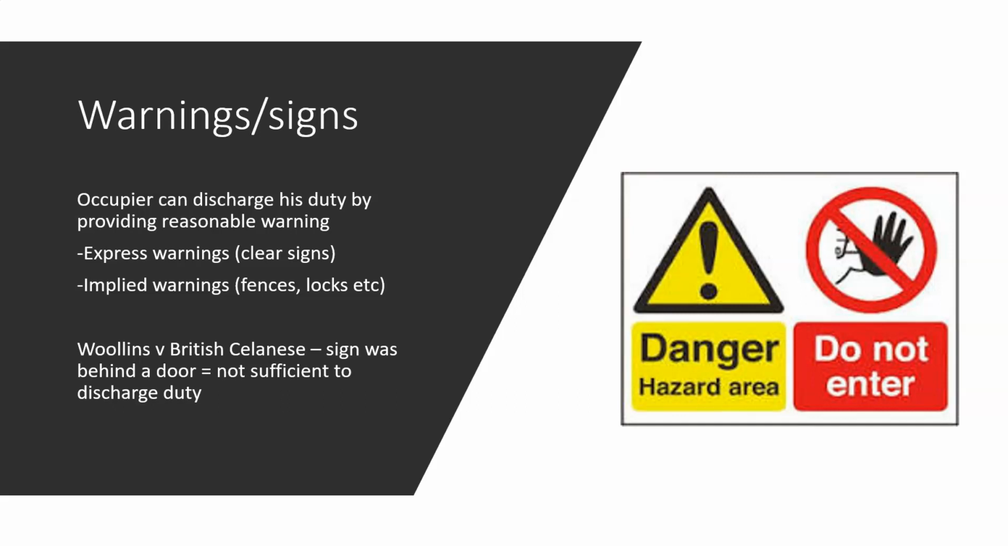But there's one clear thing. We know this from Williams v. British Celanese, where a sign warning about a dangerous roof was behind a door. They said it has to be clear and visible for it to be a sufficient sign to discharge the duty and say, well, therefore it's fine. You did what was reasonable because you put a clear sign there.